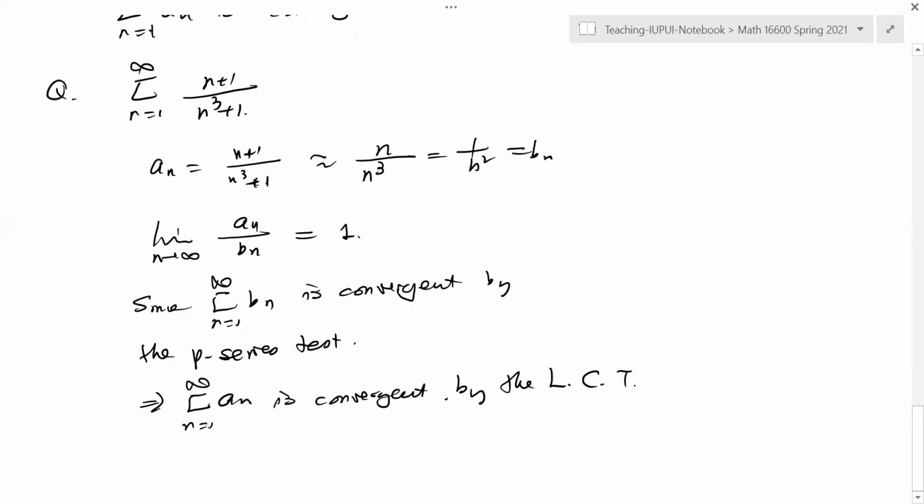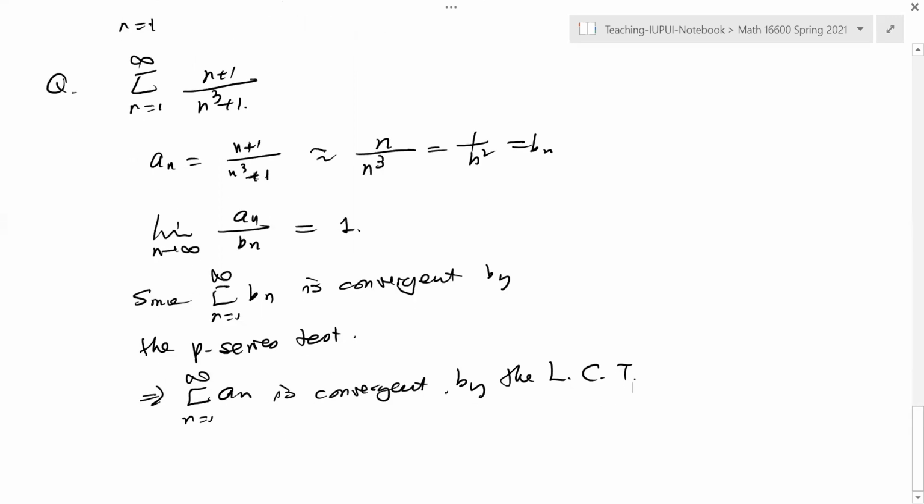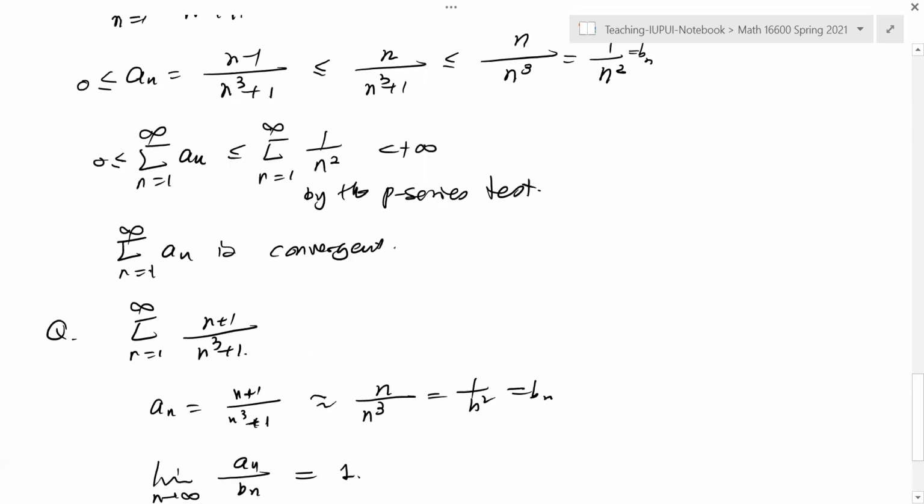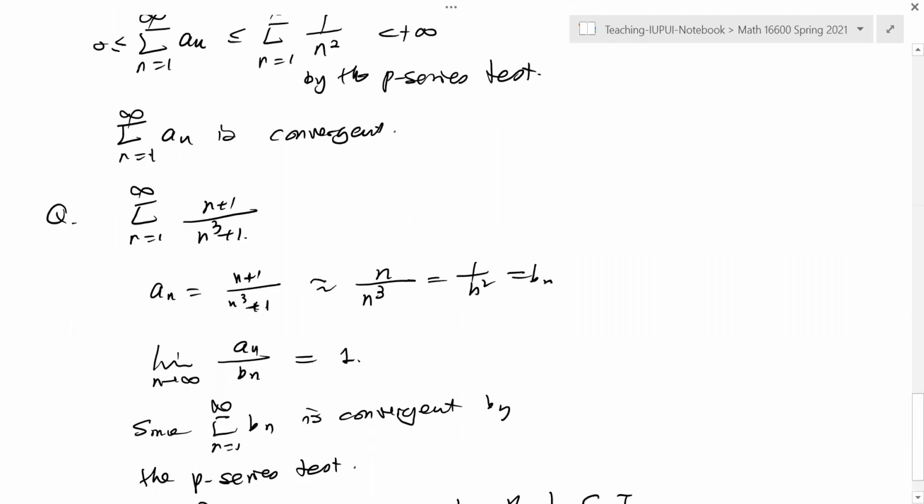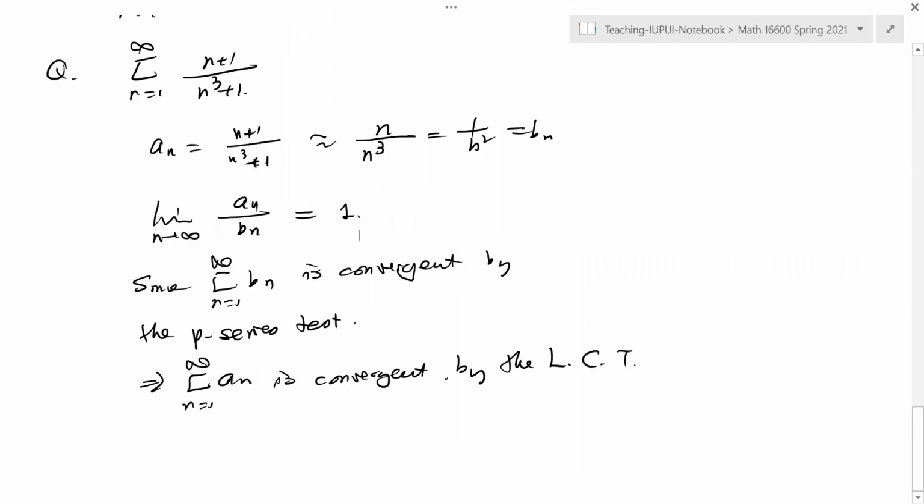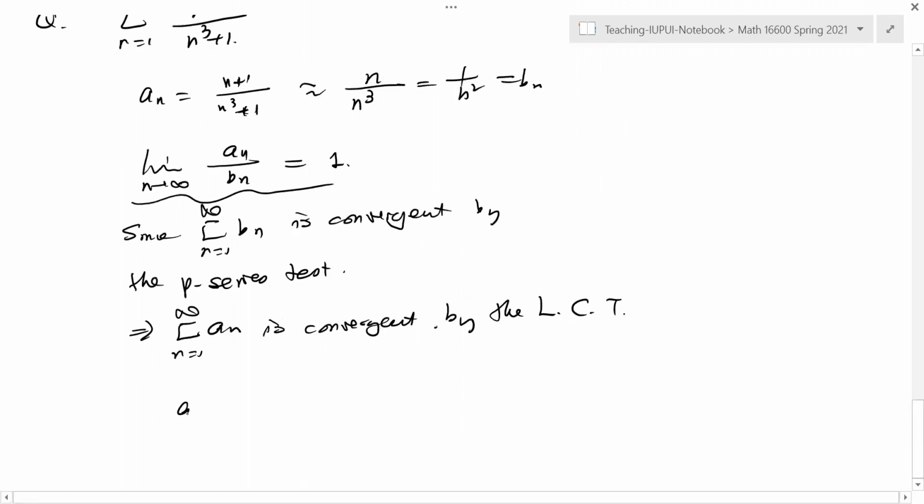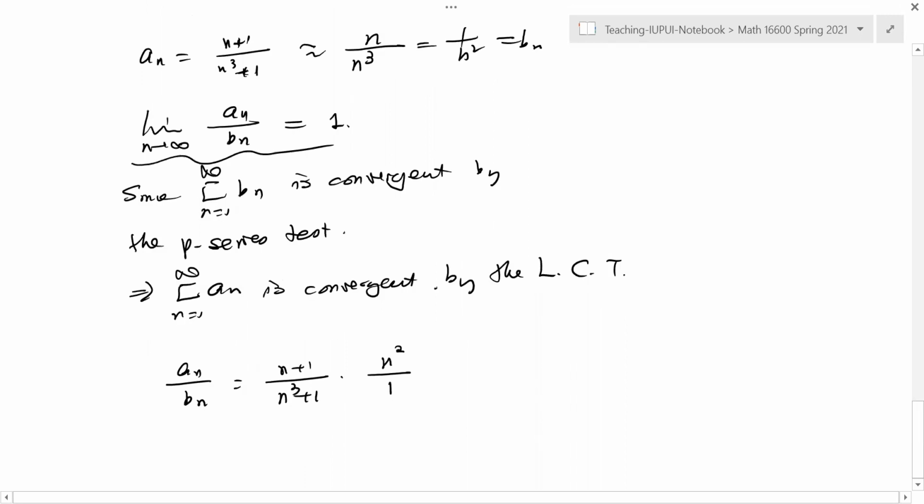You can also use a limit comparison test to solve the first problem here. But I just said that you have to find the limit. That's all you needed to do, right? The limit I just claimed here, if you really want to find it, you have to put the right details here, and this will be n squared over 1. Now the question, what is the limit?